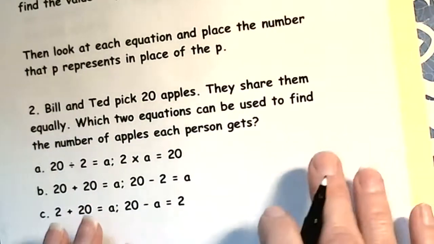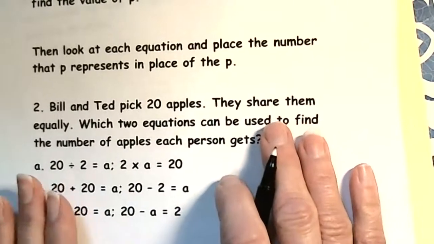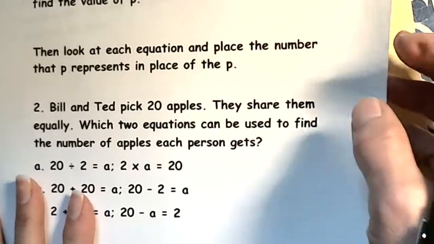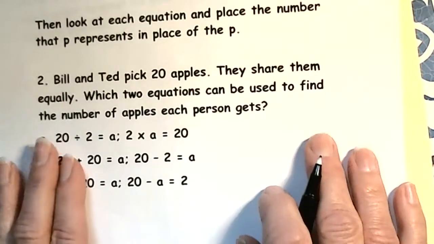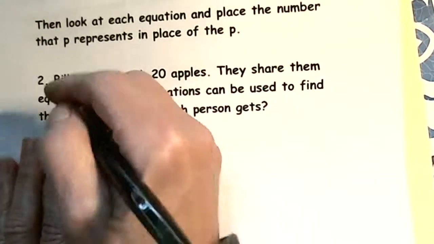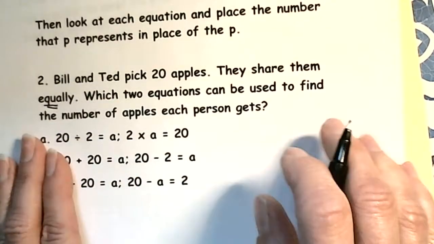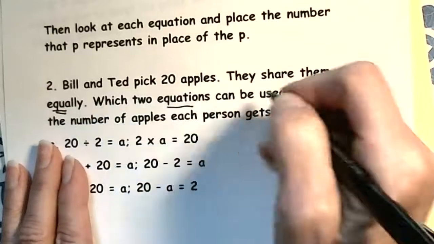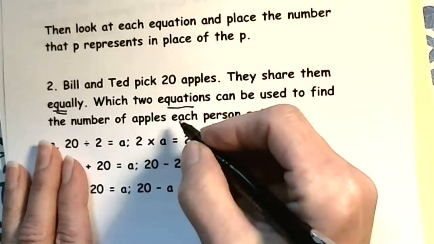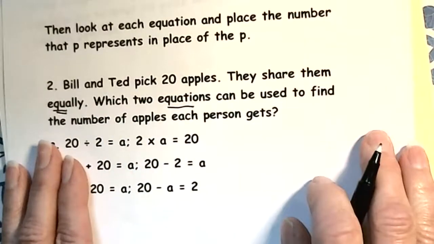Okay, so we solved that. Let's try another one. This one says, Bill and Ted pick 20 apples. They share them equally. Equally means they get the same amount. Which two equations can be used to find the number of apples each person gets?